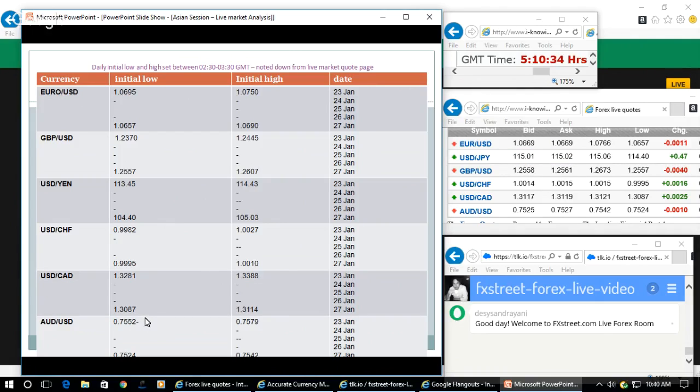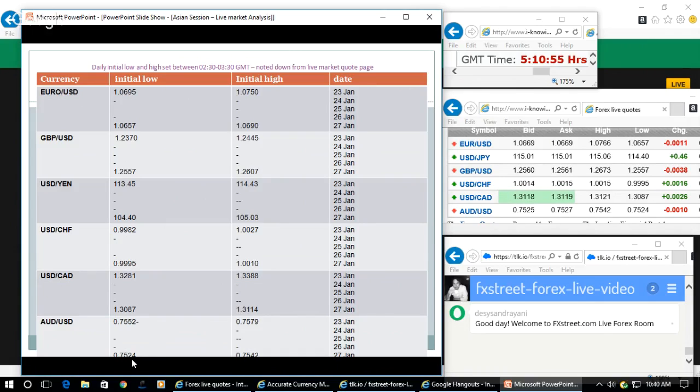Then Canadian dollar 1.3087 is the low, 1.3121 is the high. 1.3114 is the high, but they breached and they are just staying above, indicating that they will gain the levels in the case of Canadian dollar somewhere and hold it in the middle level for the week.